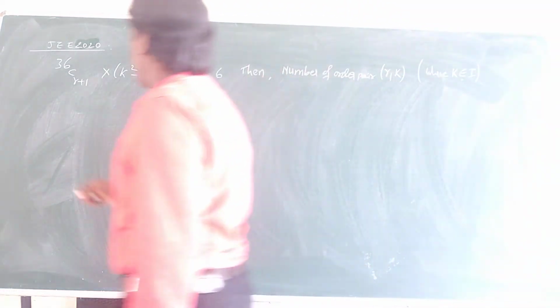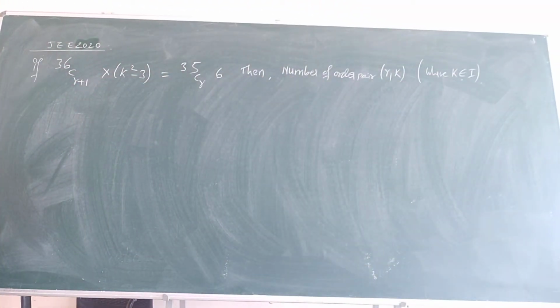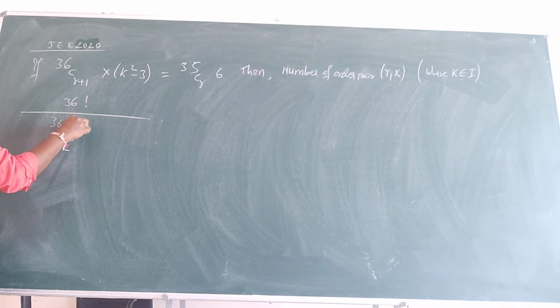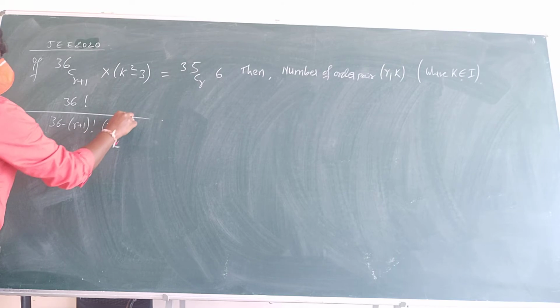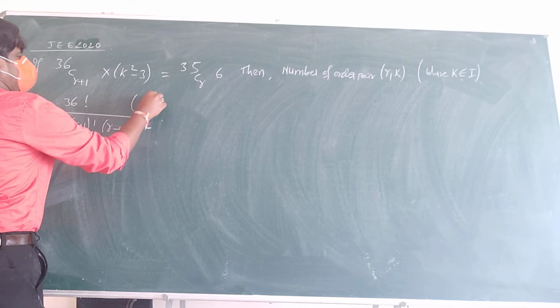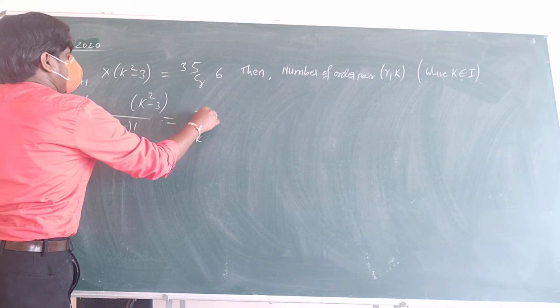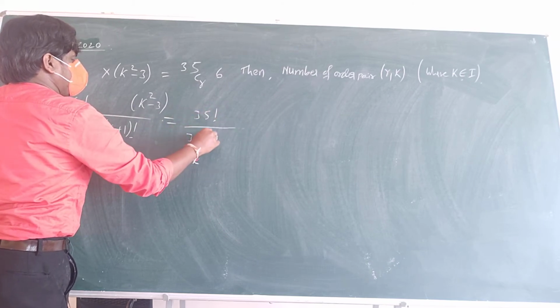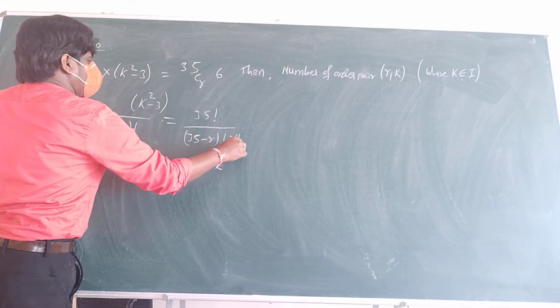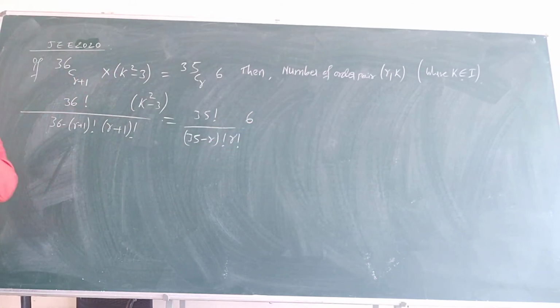We'll see. They have given this. So 36C(r+1), using the nCr formula, n factorial by (n minus r) factorial, I can write as 36 factorial by (36 minus r plus 1) factorial into (r plus 1) factorial, into k square minus 3, is equal to 35 factorial divided by (35 minus r) factorial into r factorial, into 6.